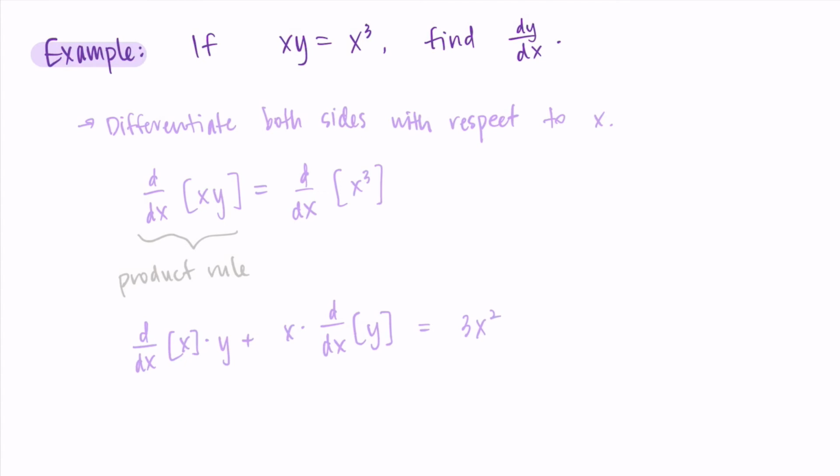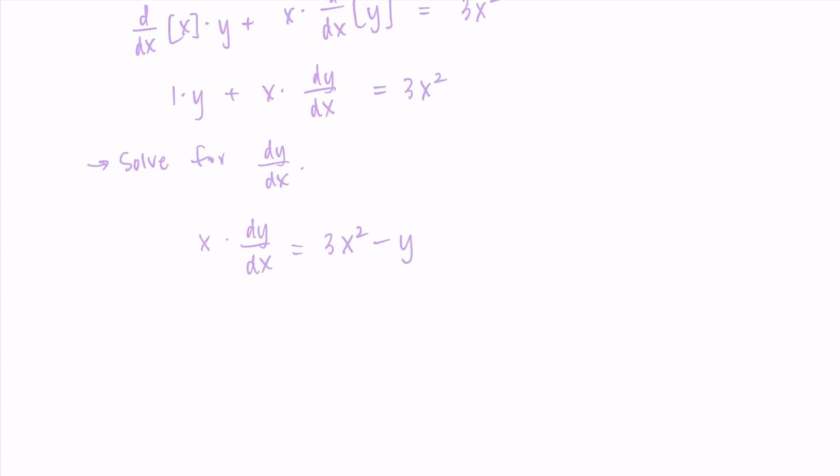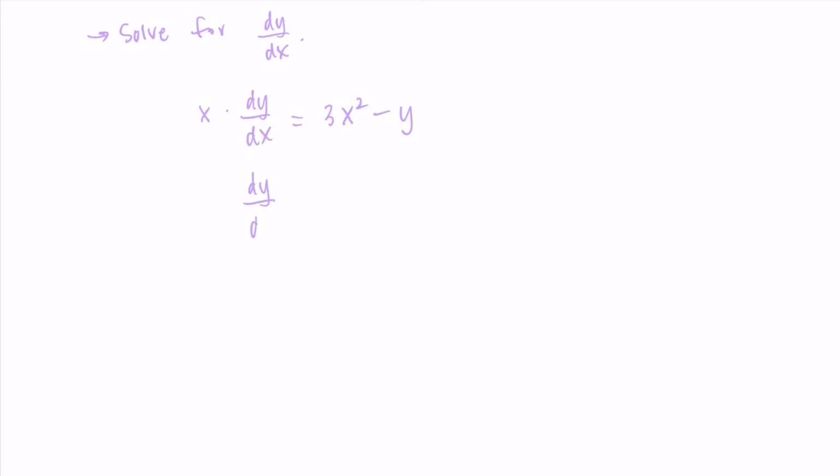That's just 3x squared. Then the derivative of x is 1, and the derivative of y with respect to x is just dy/dx. Now I am going to simplify and solve for dy/dx. That's my ultimate goal, is to get something that says dy/dx equals. So I'm going to subtract that y over to the right-hand side. I'm trying to get dy/dx alone, and then I just need to divide by x in order to solve for dy/dx. So my solution is 3x squared minus y all over x.